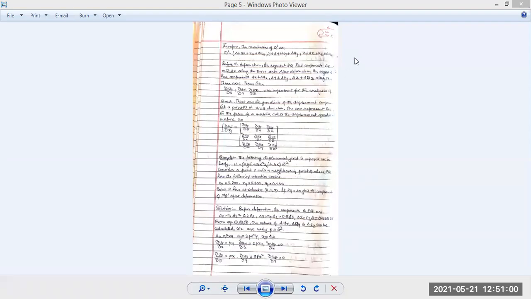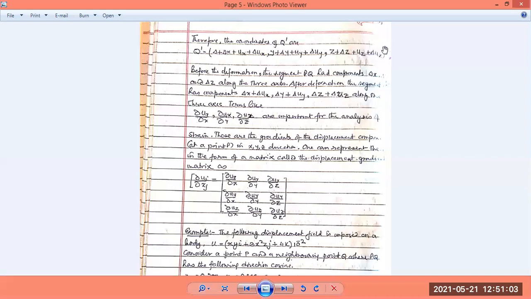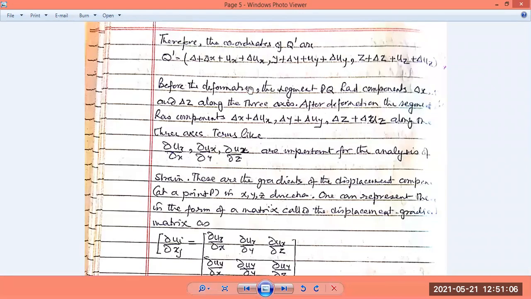So what we are doing now, the coordinates of Q dash are x plus delta x plus ux plus delta ux, y plus delta y plus uy plus delta uy, and z plus delta z plus uz plus delta uz. Before the deformation, the segment PQ has components delta x, delta y and delta z along the three axes. After deformation, it has components delta x plus delta ux, delta y plus delta uy, delta z plus delta uz along the three axes.